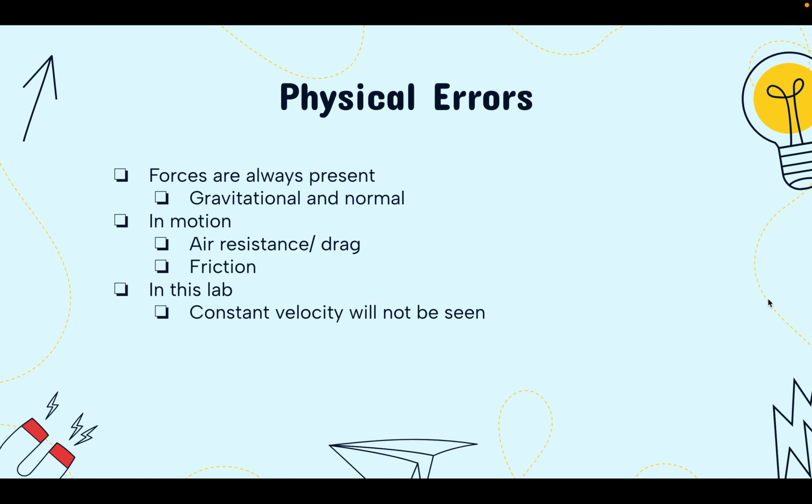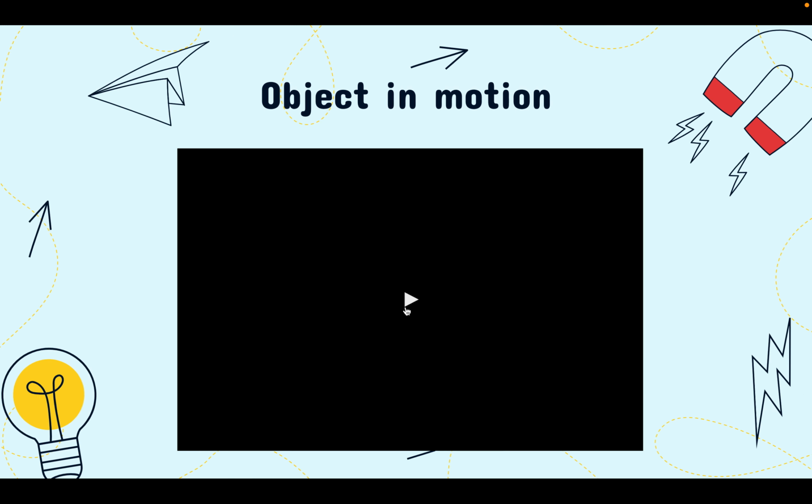In reality, forces will always be present, such as gravitational force and normal force. And in motion, you get two more: air resistance or drag, and friction. This means that while we assume or predict that our object will be moving at constant velocity, in reality it will not be, because it will be experiencing some form of friction and some form of air resistance. This is the object in motion.